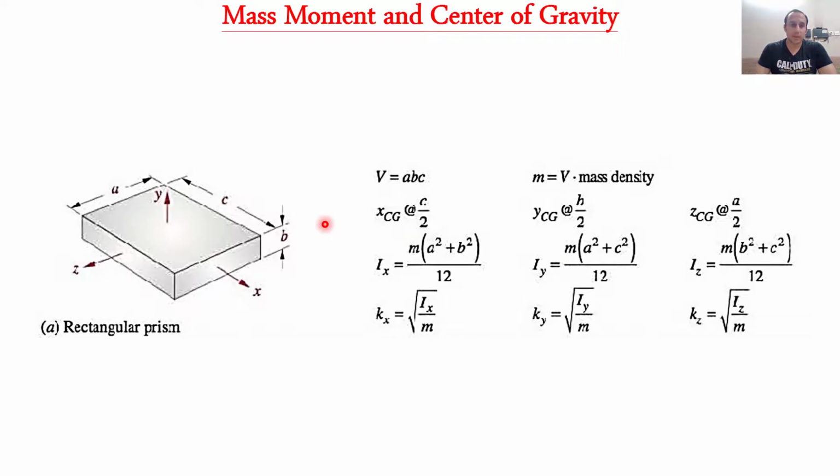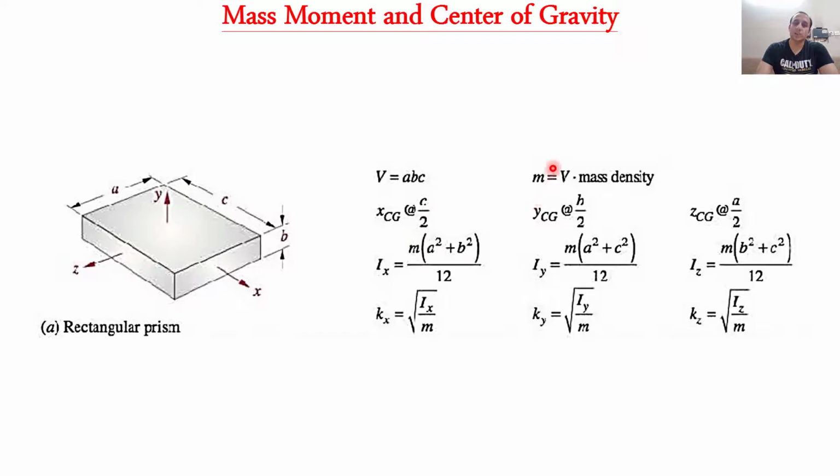Now this figure is also from the appendix of the textbook. In this figure we have a regular shape known as a rectangular prism, and there are different properties mentioned here. For example, this is the volume. If we need to calculate the volume of this shape, we need to multiply all of its three dimensions with each other, and in this way we can calculate the volume.